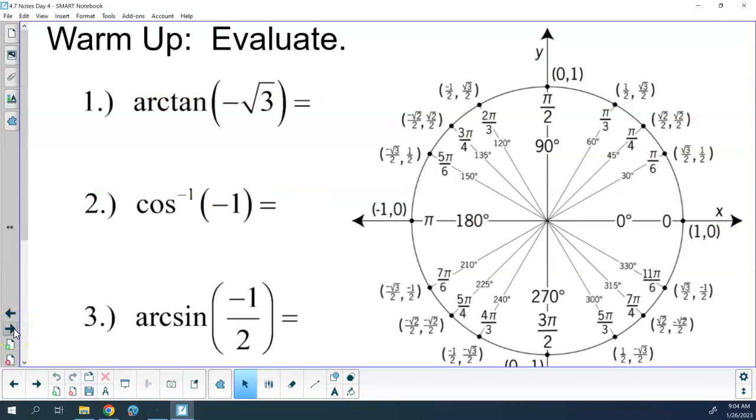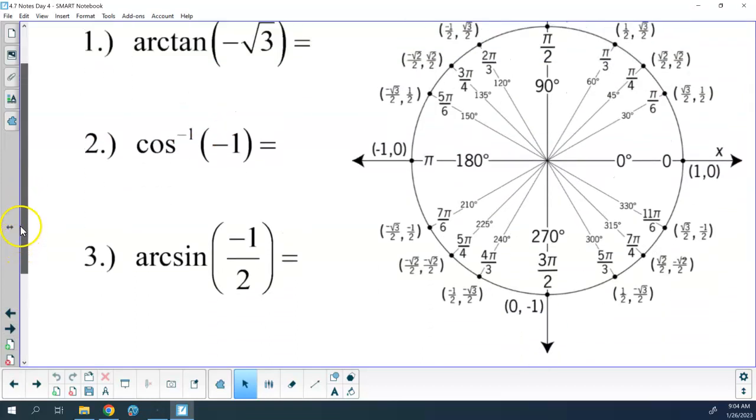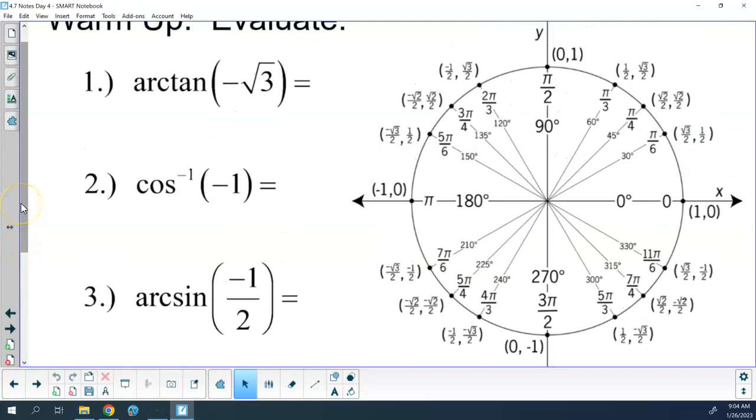So with that being said, I think it's only the 3. 'Tis only the 3. Work with me or warm up with those 3 inverse trig problems. All right. So tangent.